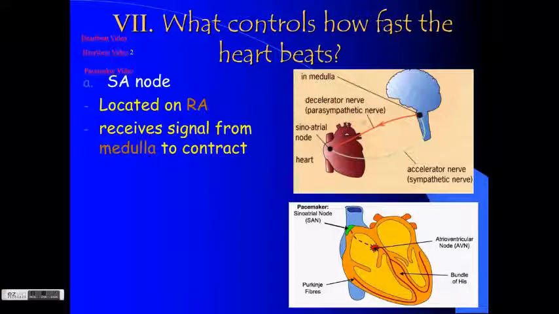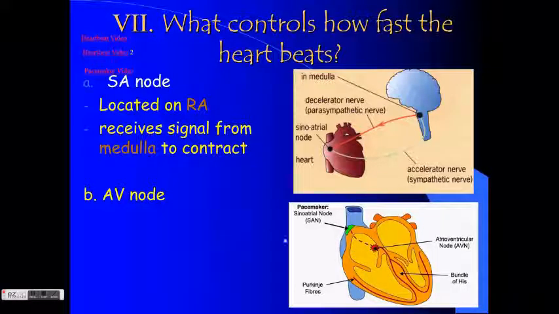And these nerves receive a signal from a certain part of the brain called the medulla. The medulla is at the base of the brain, and through a series of nerves, there's a connection from the medulla in the brain to this SA node in the heart. And it tells or receives the signal to go ahead and contract.